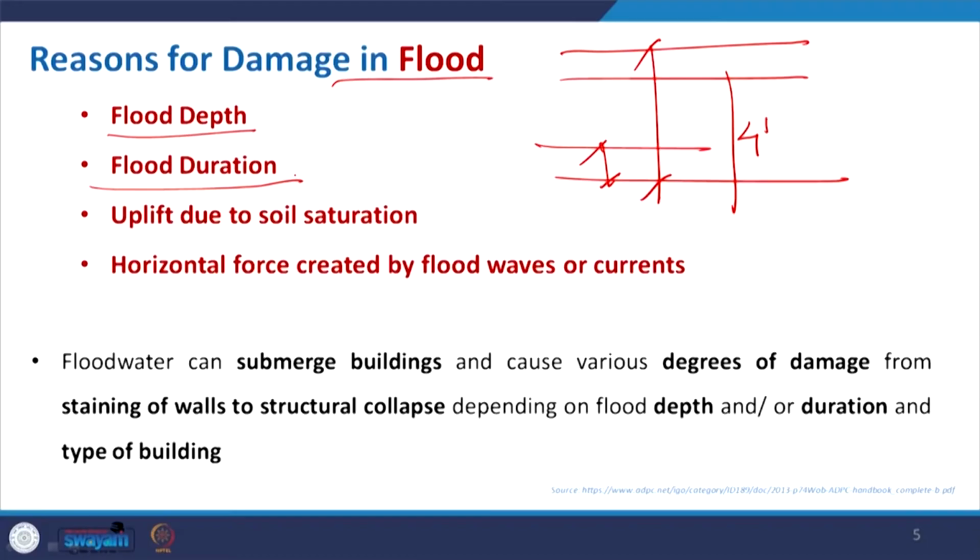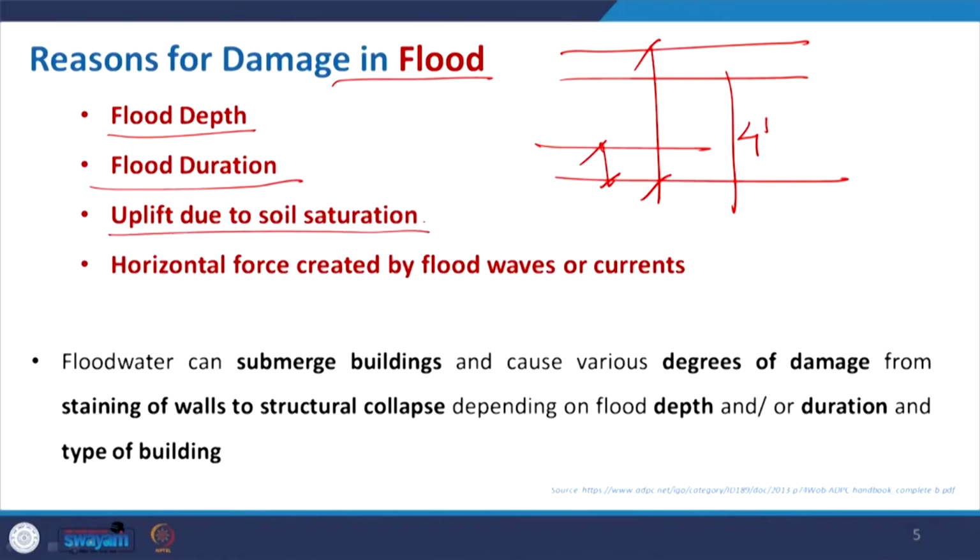Then the flood duration. If we have a very proper drainage system or some mechanism to ease the situation, then the risk will be less. But if there is very bad infrastructure or there is nothing to do, and the duration is so long, for the last 7 days or something the situation exists, then the damage and loss will be more.